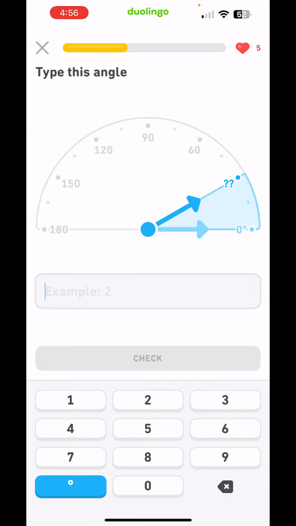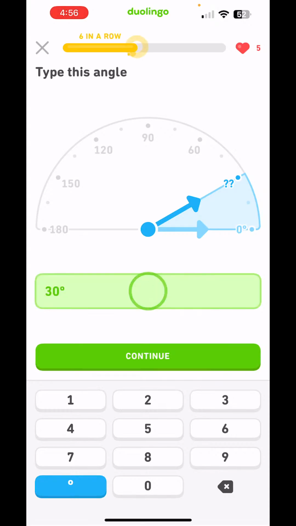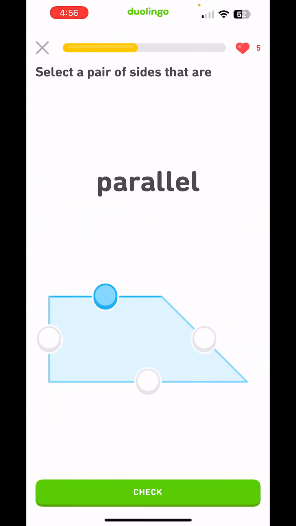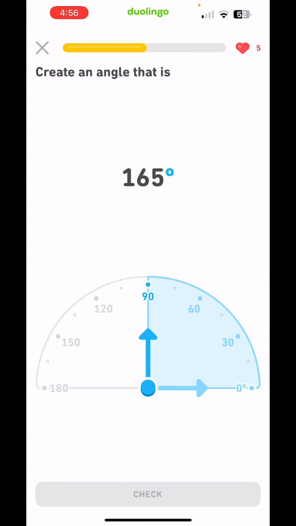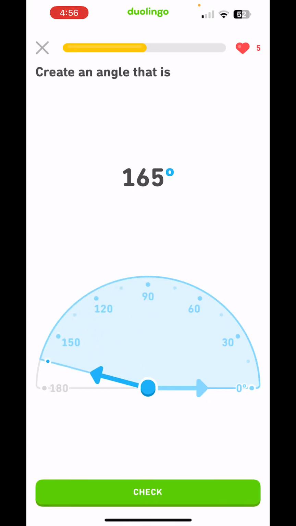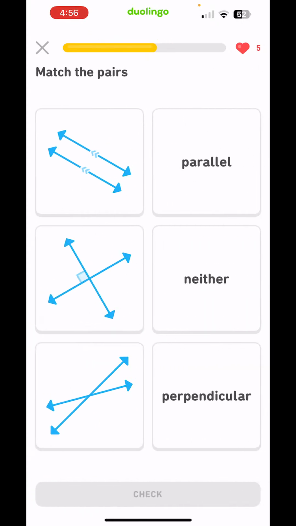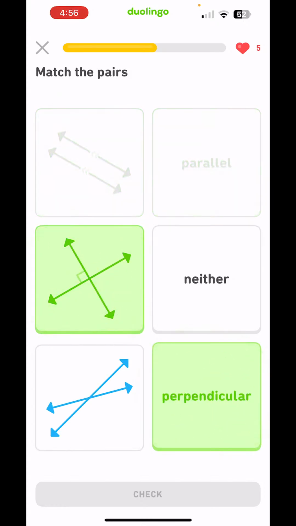Type this angle. Oh, we did this one already. 30 degrees. Parallel lines would be these right here. Create an angle that is 165 degrees. So we did that already as well. That would be right here. Parallel, perpendicular, neither.